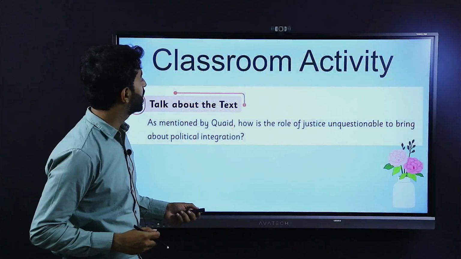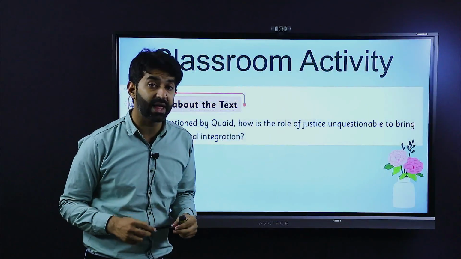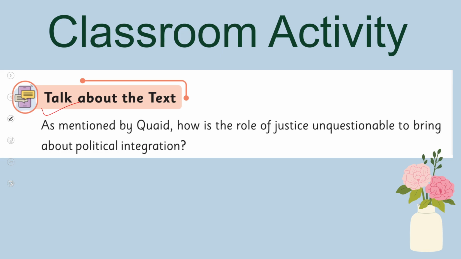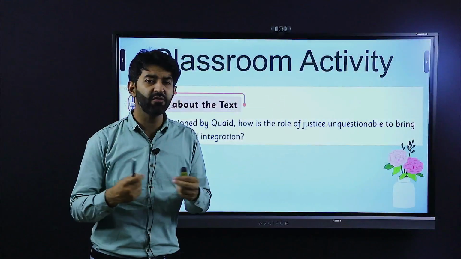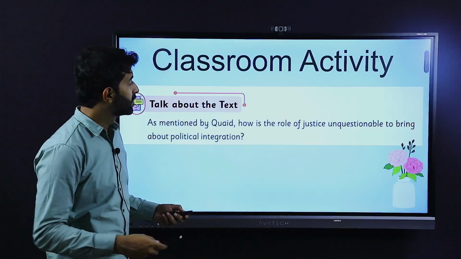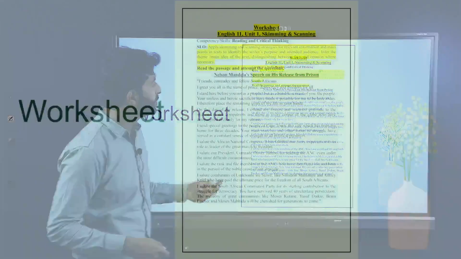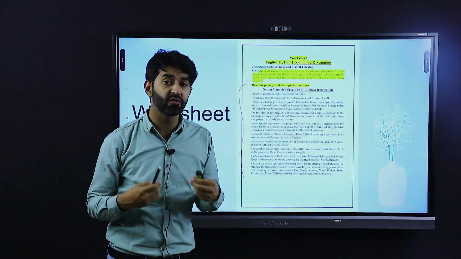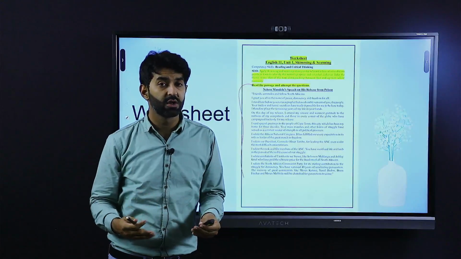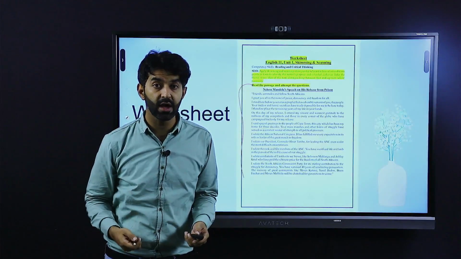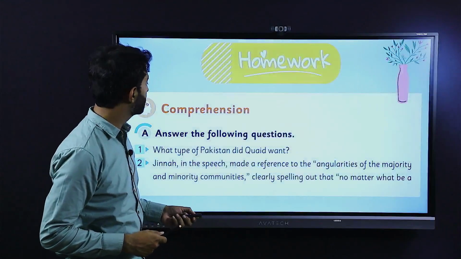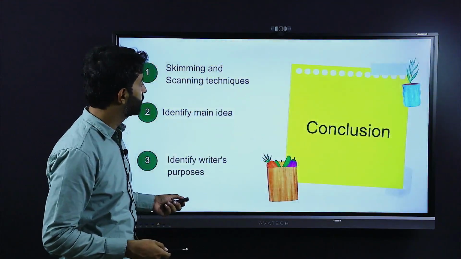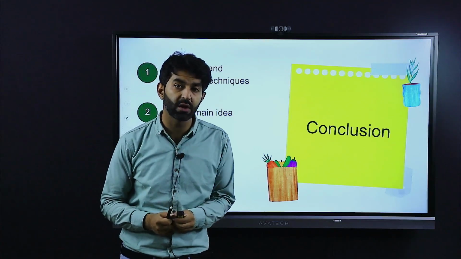Now moving on to our classroom activity, when you are reading the main text of the lesson from the book, you have to answer this question, talk about the text, talk about the language and everything that you can think of. Now, this is your worksheet. It will be shared with you. Again, you have to read this whole passage and then answer questions related to its main idea or main theme. Now moving on, these comprehension questions are also added, followed by a conclusion that we will be doing right now at the end of our lesson.